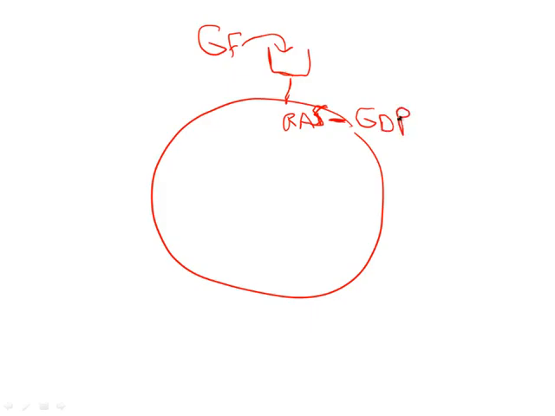Now, the moment that growth factor binds the receptor, the GDP gets kicked off, and instead RAS gets associated with GTP. And when RAS gets associated with GTP, the RAS-GTP complex then can send a message down to the nucleus. And that's the key way by which RAS works.